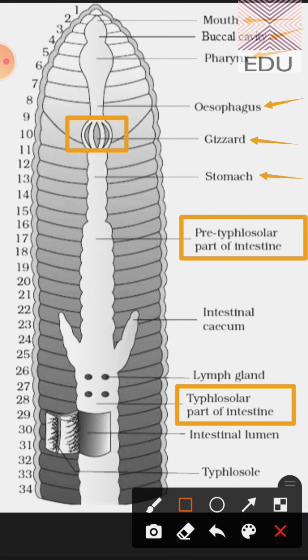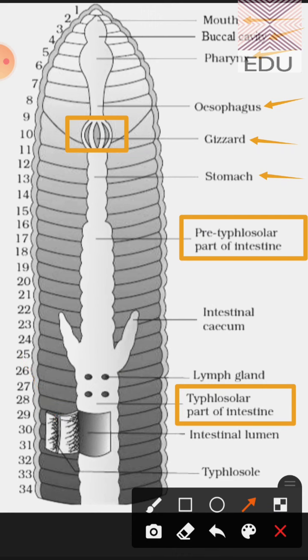If you are seeing this particular structure which is present in the intestine, now if we cut out the intestine and see the inner side of the intestine, we have got a hanging inside the cavity of the intestine, and this hanging is called the Tiflosol. So this is the Tiflosol.